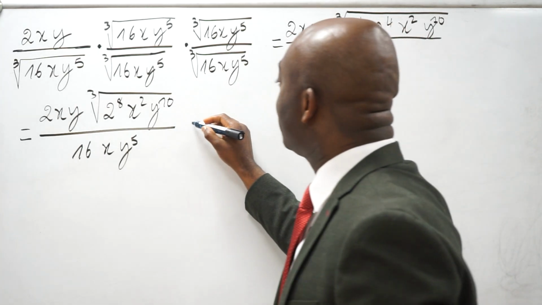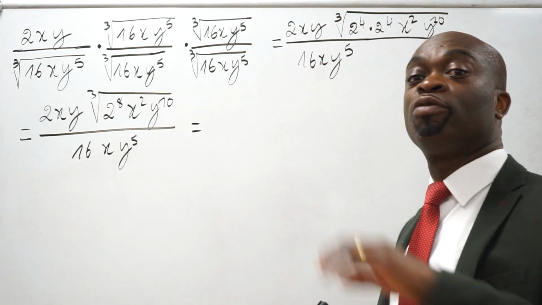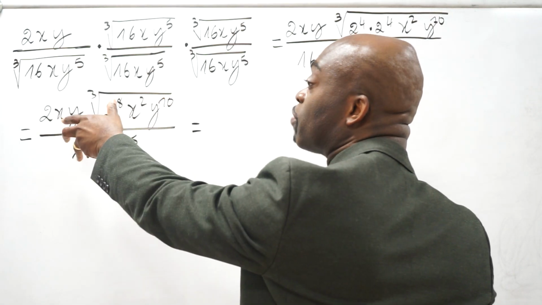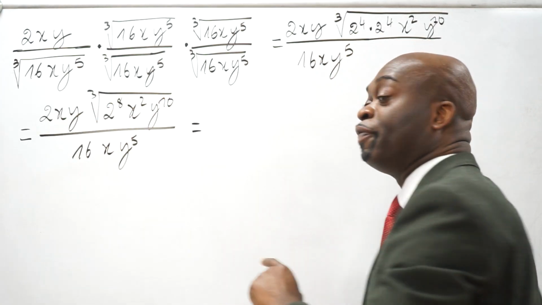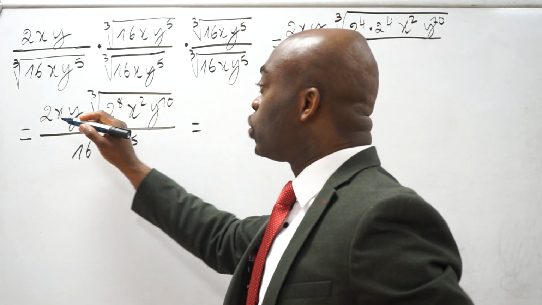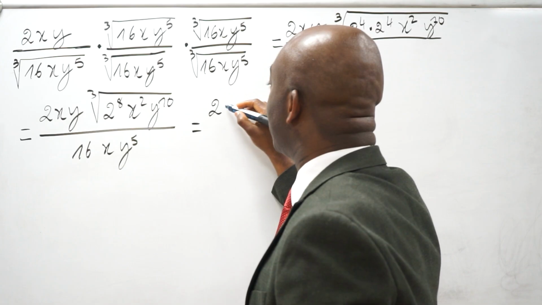Okay, then this one will be equal to what? Now we can remove anything that is a perfect cube to go outside, and anything that is not a perfect cube will stay under the radical. And how do we do that? So the 2xy stays 2xy, correct?